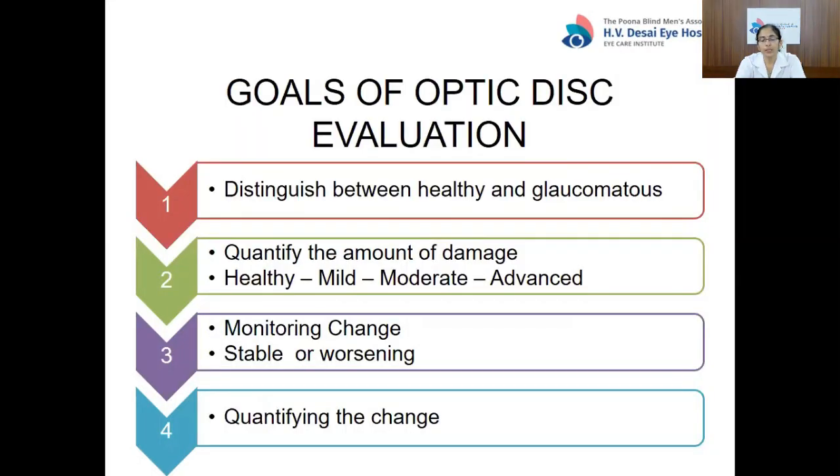Glaucomatous disc evaluation. The goals of optic nerve head evaluation are to distinguish between healthy and glaucomatous disc, to quantify the damage into mild, moderate, and severe, and to monitor and quantify the change in the disc size over a period of time.